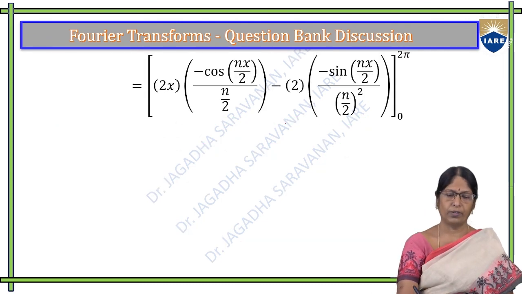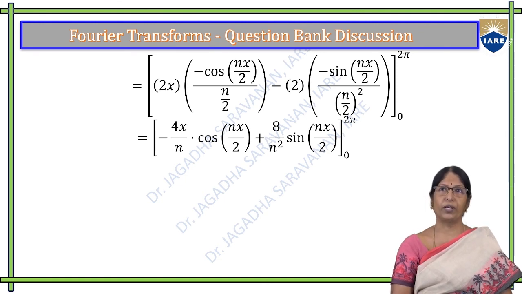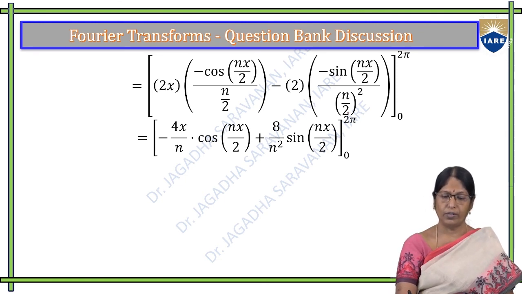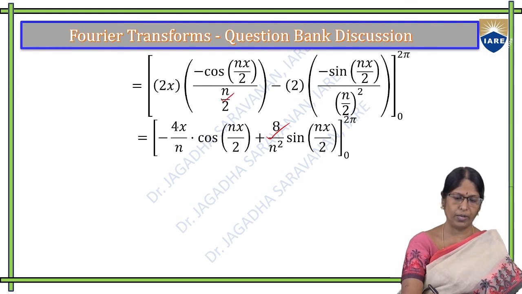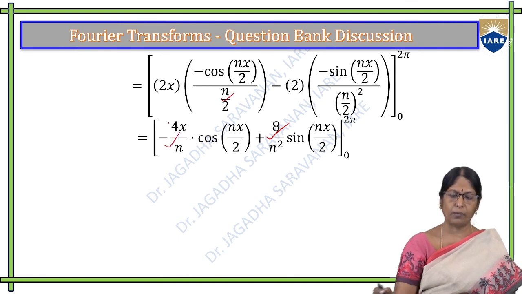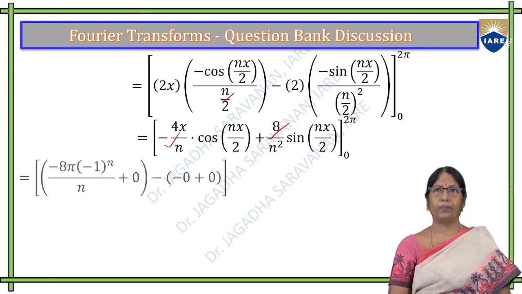So here, in the last step, the substitution, we can notice that 2 square, that is n square by 2 square, when it comes up, is 8 by n square. Here also we can notice n by 2. This minus has come out: minus 4x by n cos of nx by 2 plus 8 by n square sine of nx by 2, from 0 to 2 pi.